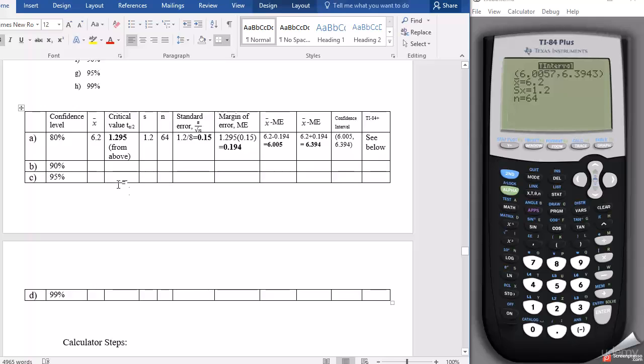Okay, so next time we're going to talk about something else. Make sure you try to do the 90%, 95%, and 99%.